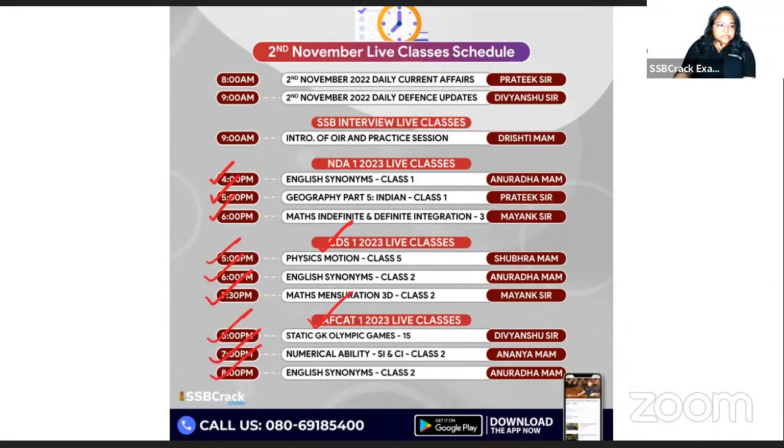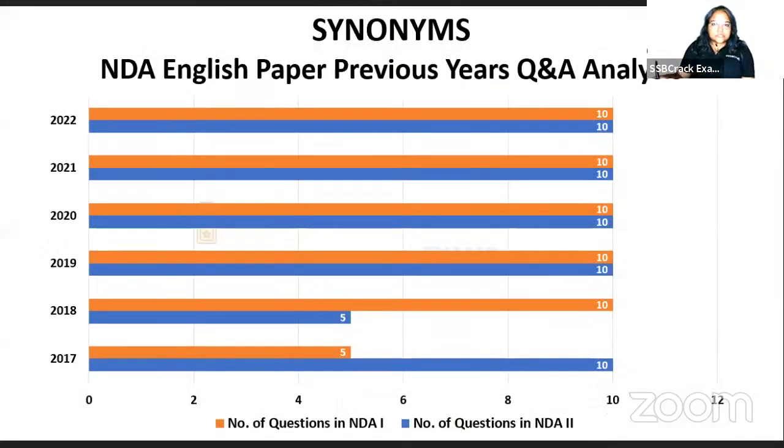Okay, guys. So now let us begin with the synonym topic for today, which is your first class. Let us first look into the analysis of the last 5 to 6 years to know how many questions have come from this topic in NDA, and how many questions you can expect from the synonym topic in your upcoming NDA 1 2023 exam. आप देख सकते हो कि हर बार सिनोनिम से क्वेश्चंस आया है ना. तो ये टॉपिक को तो आप बिल्कुल मिस नहीं कर सकते.